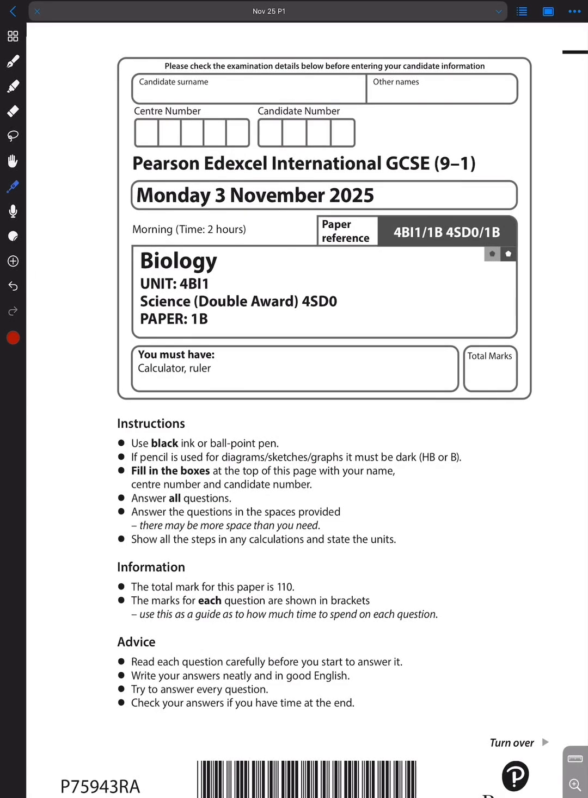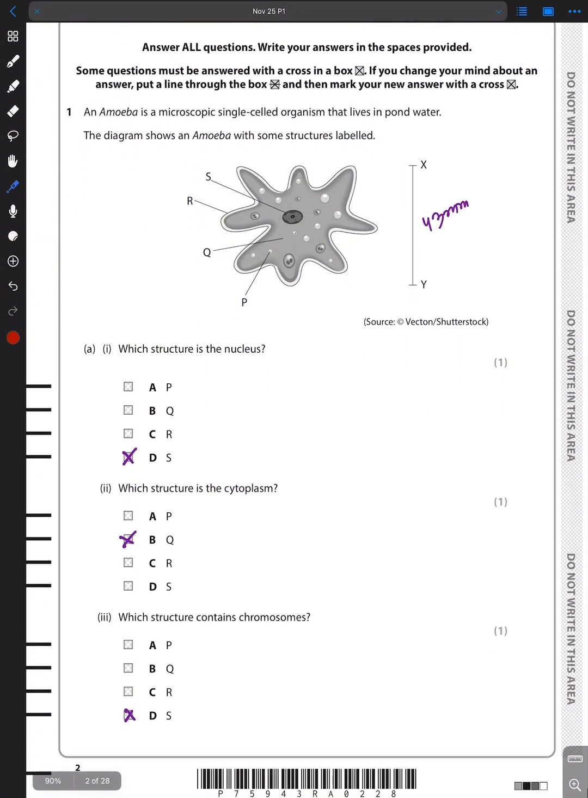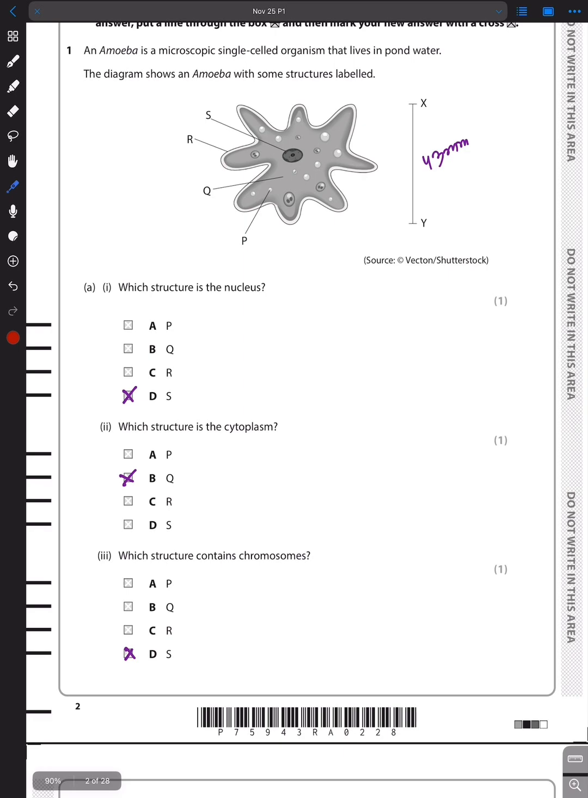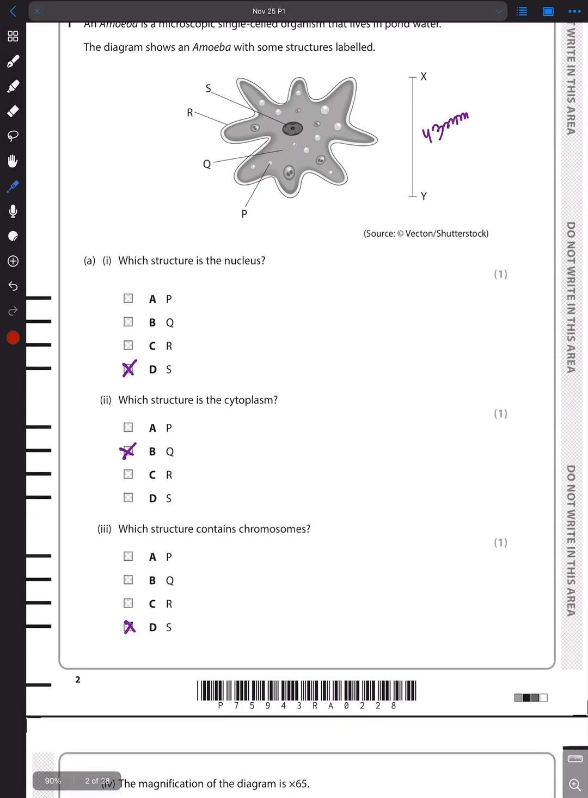Today we will be solving Biology Paper 1B from Pearson Edexcel International GCSE 921, November 2025. Question number 1. We are given a diagram of an amoeba cell. 1A I. Which structure is the nucleus? We know that the nucleus is a large organelle and it will be in a darker shade in the diagram. So D is the correct answer.